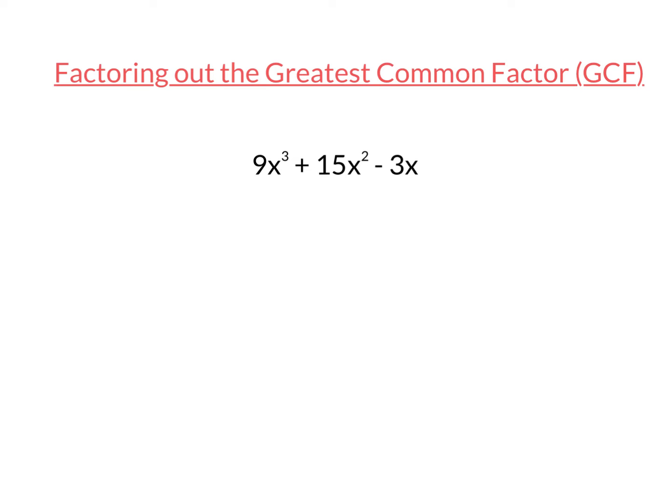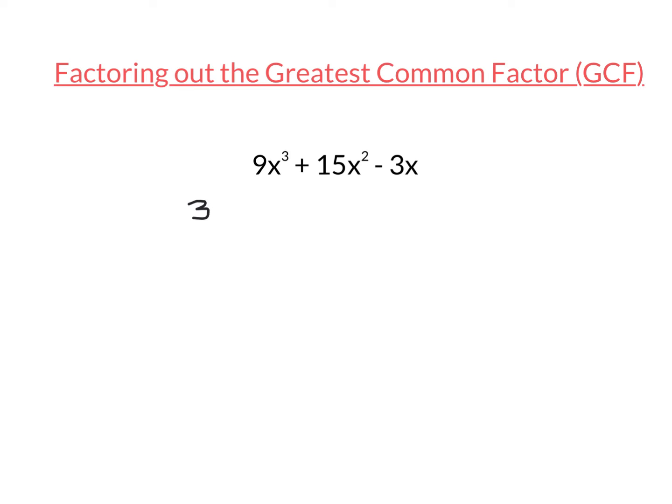Okay, so here we're going to review factoring out the greatest common factor, also known as the GCF. Right, greatest common factor. So if you're given an expression and you want to factor out the greatest common factor, the first thing you want to do is look at the numbers that we have and say, what's the biggest number that divides evenly into 9, 15, and 3? So that's going to be 3. So I'm going to bring a 3 out over here to the left.